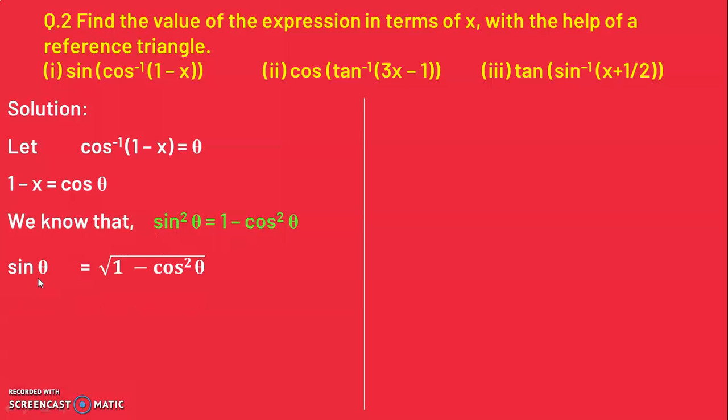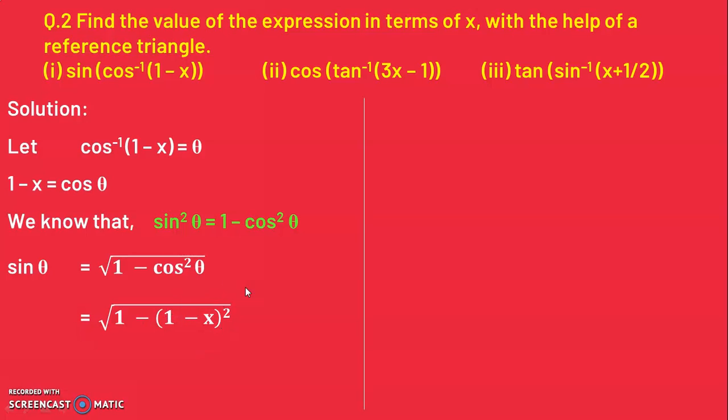From this we can write sine theta as square root of 1 minus cos square theta. Sine square theta is 1 minus cos square theta, so sine theta will be the square root of 1 minus cos square theta. Substituting the cos theta value here, we get 1 minus x the whole square, since cos theta is 1 minus x.